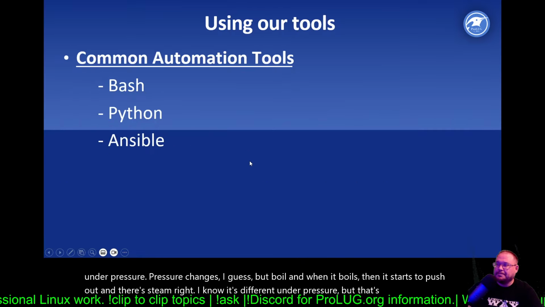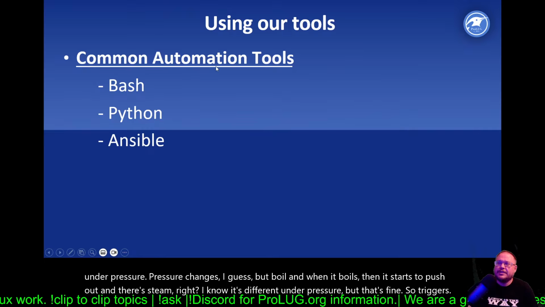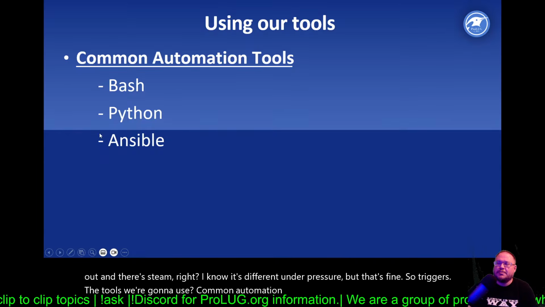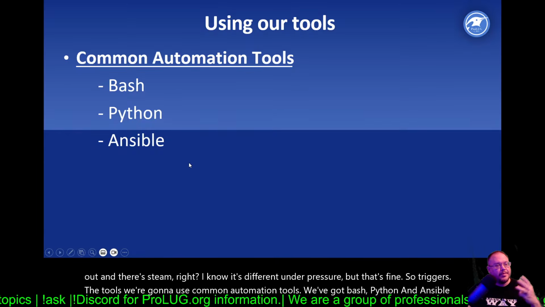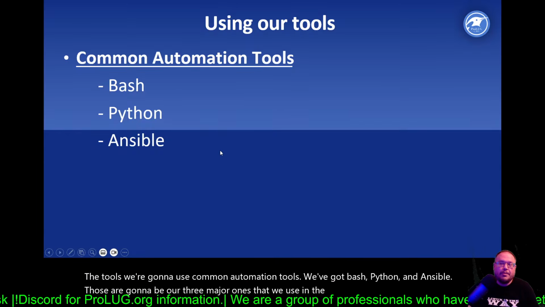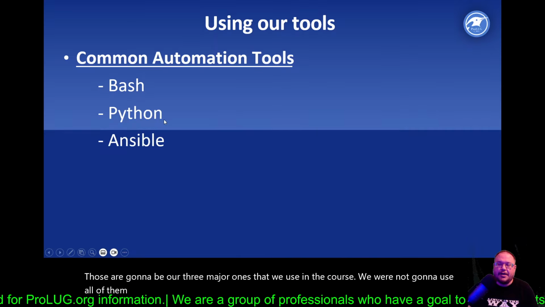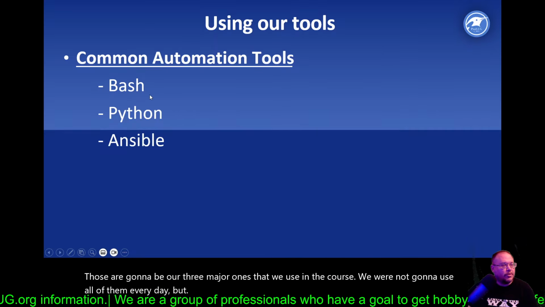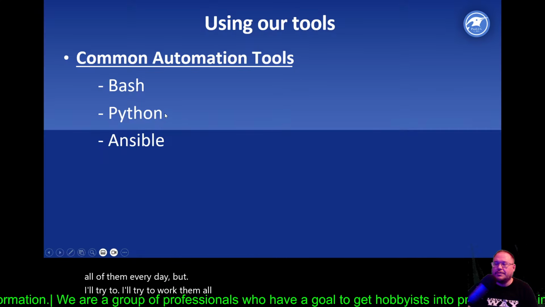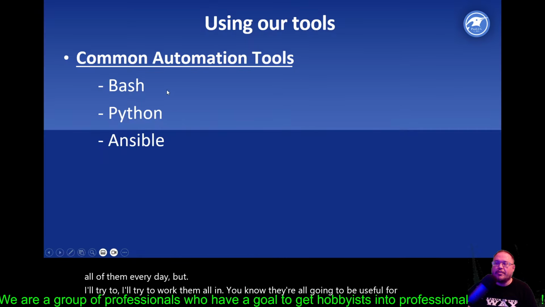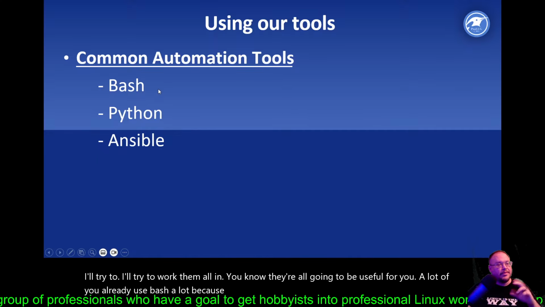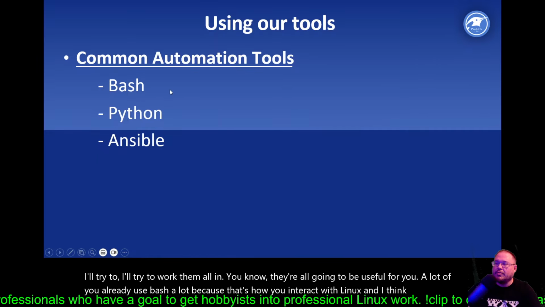So triggers, and the tools we're going to use. Common automation tools: we've got Bash, Python, and Ansible. Those are going to be our three major ones that we use in the course. We are not going to use all of them every day, but I'll try to work them all in. They're all going to be useful for you. A lot of you already use Bash a lot because that's how you interact with Linux, and I think that's an important thing to understand.